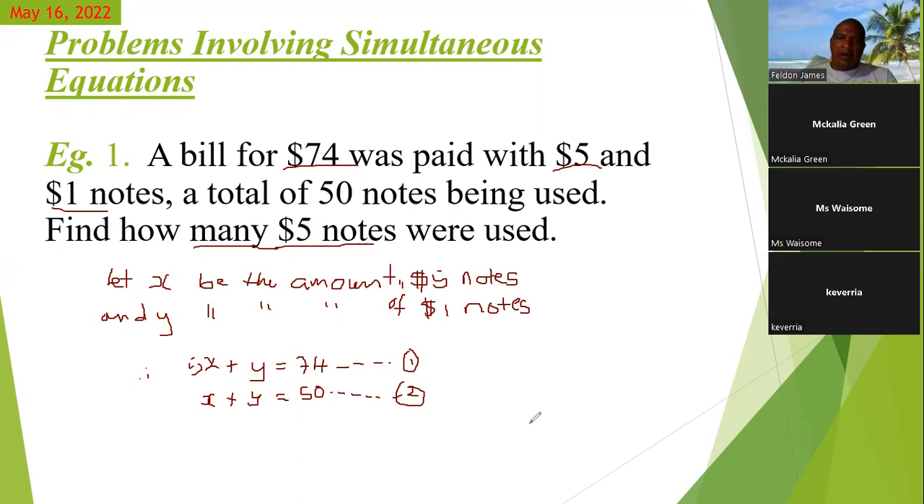And so from that point, we can decide whether we're going to add or subtract in order to eliminate. So what do we do here in terms of eliminating? Add or subtract? Subtract, sir. Okay. What is the condition for subtracting?